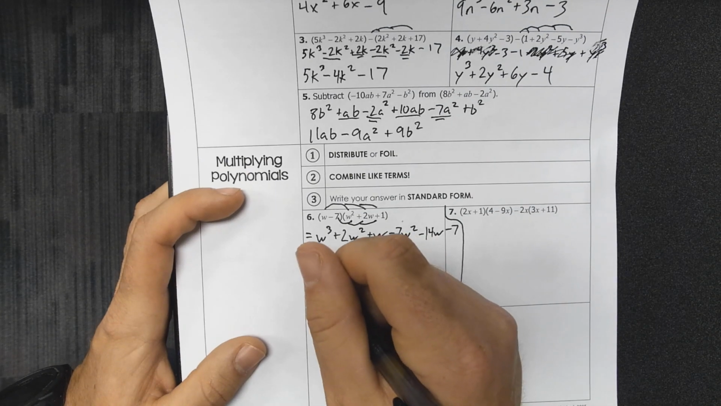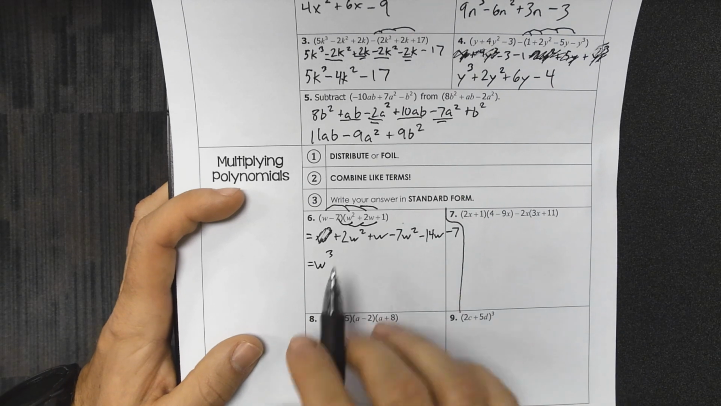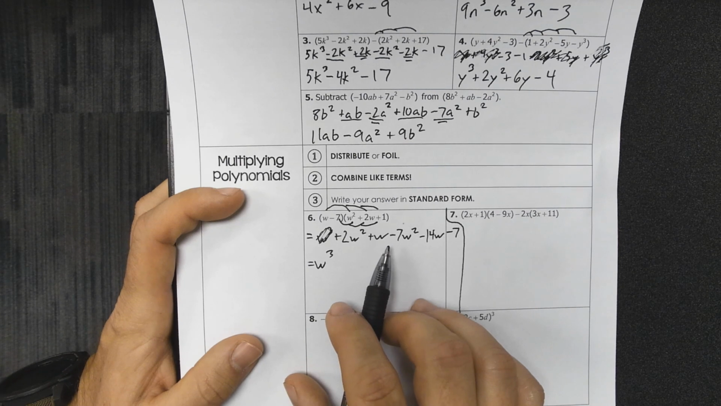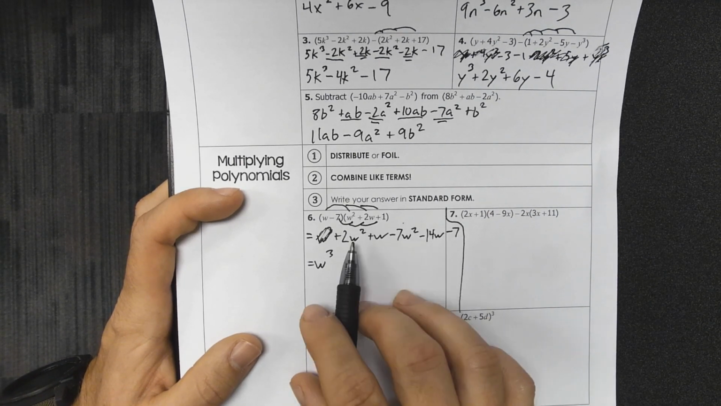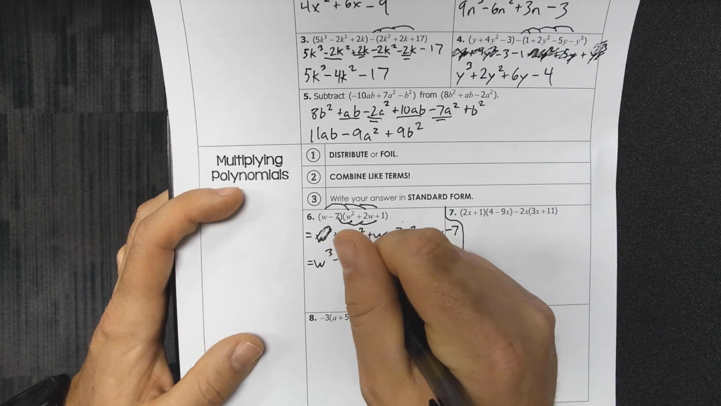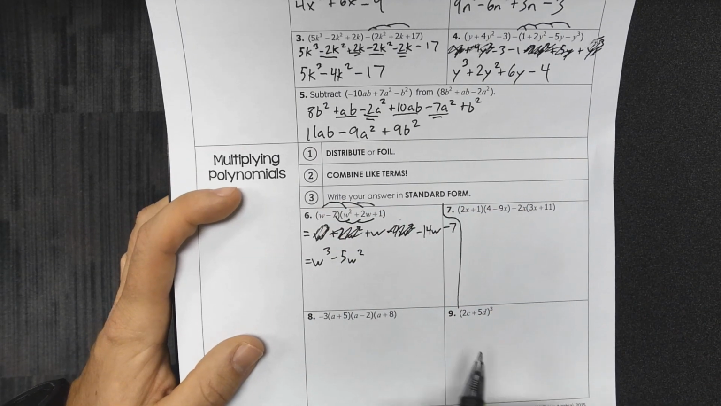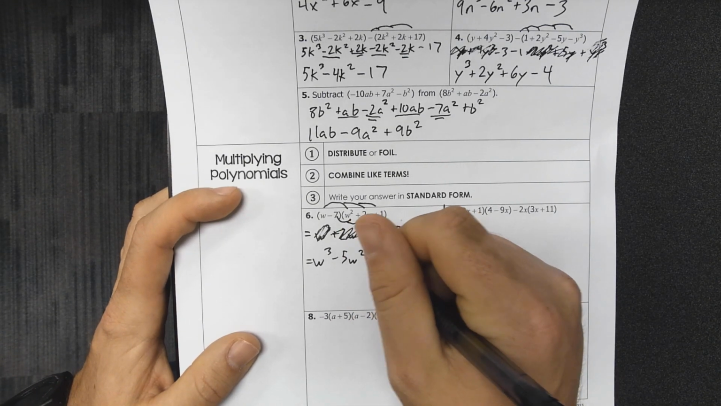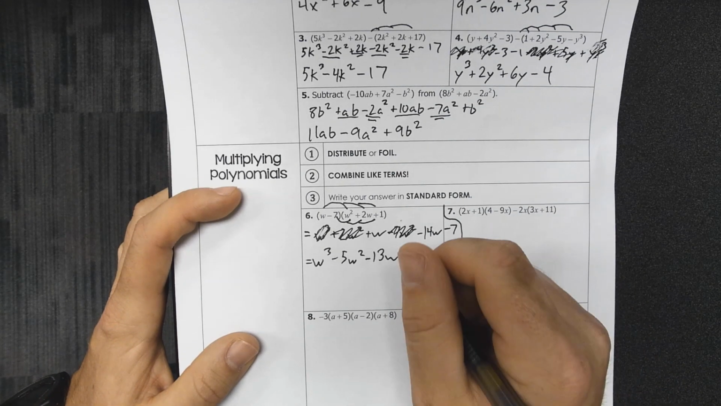So I got my w cubed, nothing to combine with it. I'll lightly scratch it out. I got 2w squared and negative 7w squared. Since we're adding, remember when we're adding and subtracting, you're just adding and subtracting coefficients. You don't change the exponents unless you're multiplying. So 2 minus 7 is going to be negative 5w squared. And then w minus 14w is going to be negative 13w. And then bring down the minus 7.